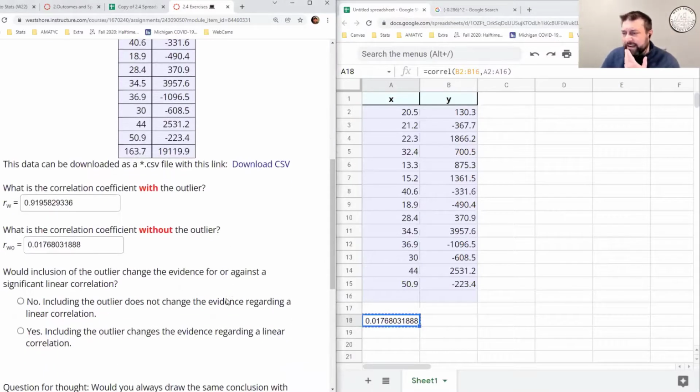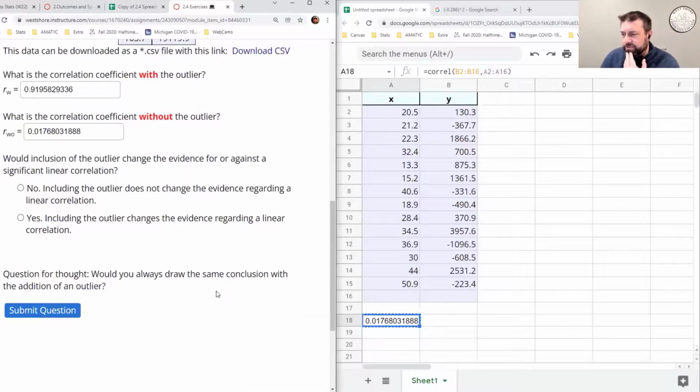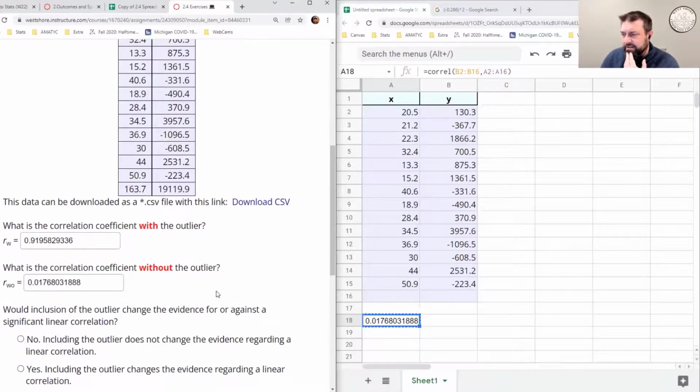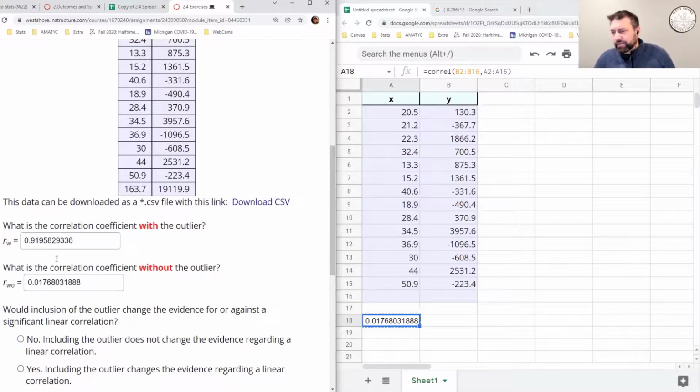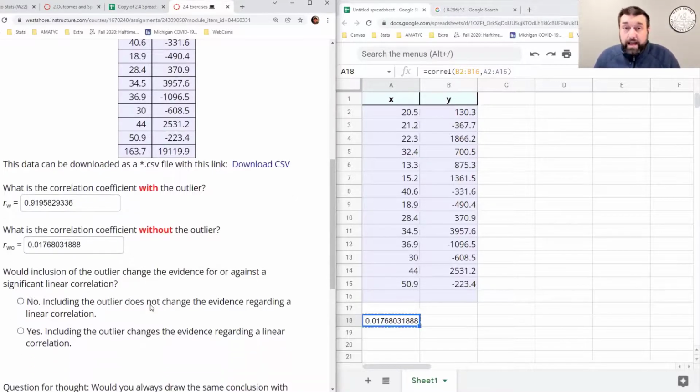So now I gotta round this, don't I? What do I gotta round it to? Does it say? It doesn't say. We'll leave it all in there anyway. But does the outlier significantly influence the value for R? Oh, yes, it does. Yeah. Including the outlier changes the evidence regarding the linear correlation.